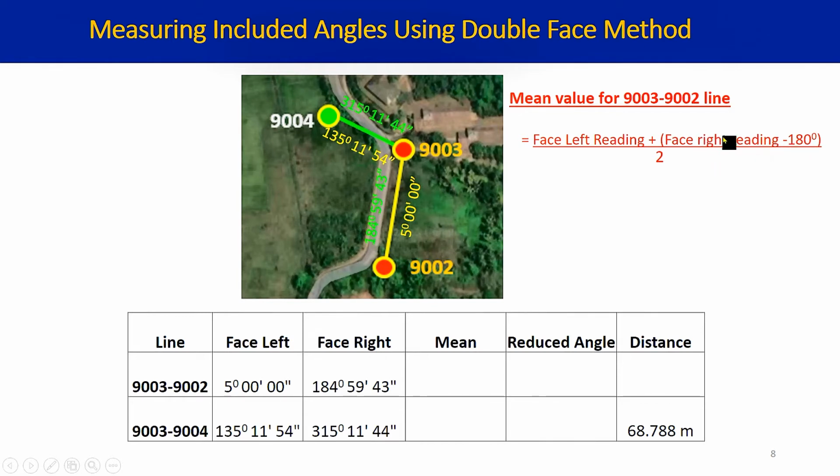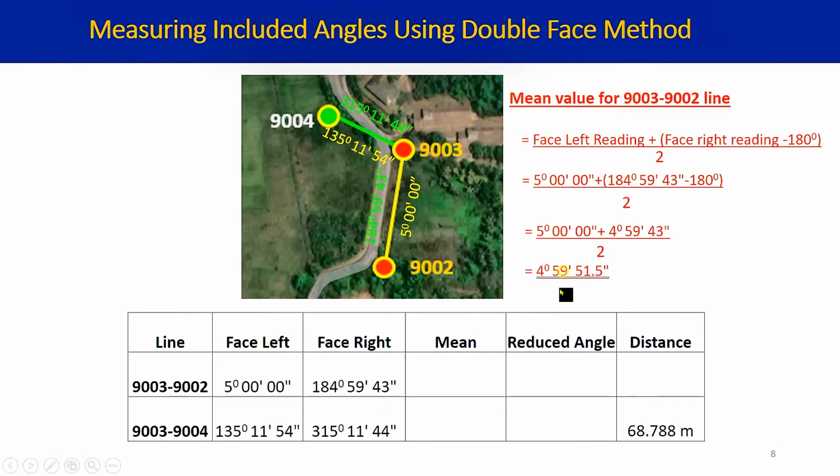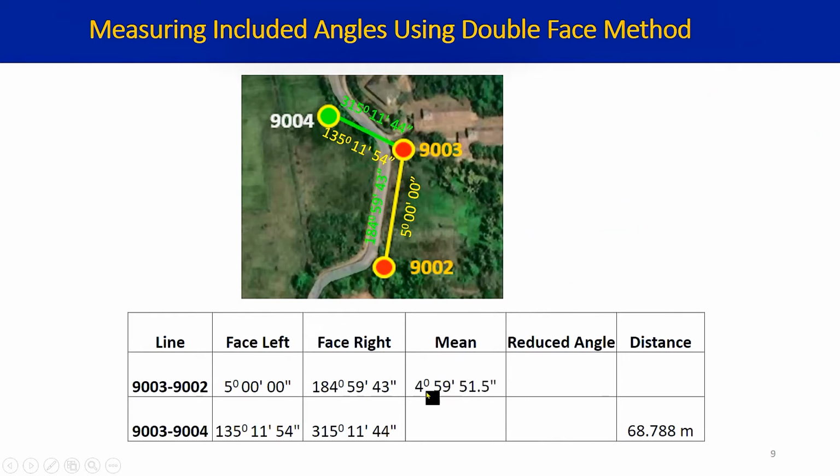So we need to deduct that 180 degrees from the phase right reading. Then we have to get the average of the phase left reading and the phase right reading. So it is just like this: 5 degrees plus 4 degrees 59 minutes 43 seconds, and divide it by 2. Then we can get the mean value of 4 degrees 59 minutes and 51.5 seconds. So we can record it in the mean column for the line 9003, 9002.